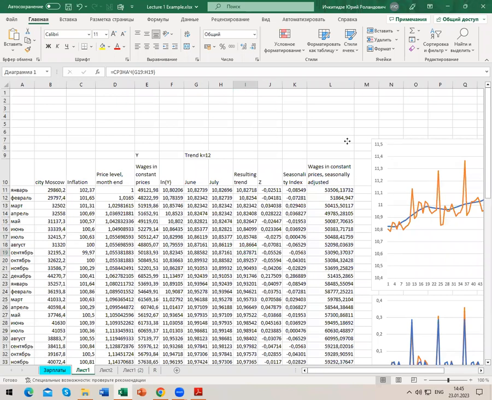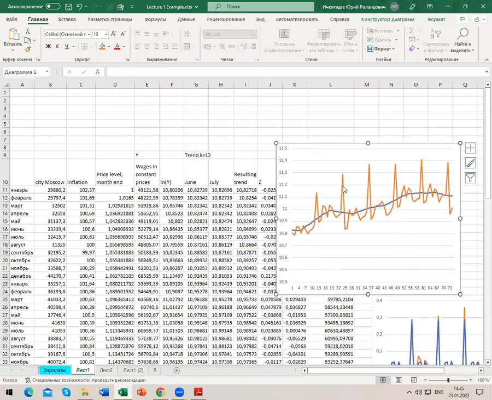So here on the graph, you can see the initial logarithmic variable of wages in Moscow and the resulting trend with a centered moving average with a period of averaging equal to 12, and that is a trend.